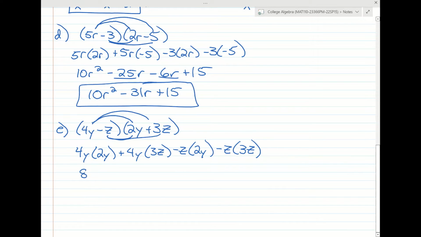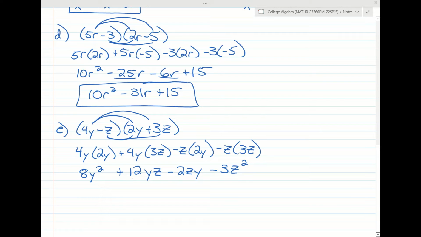Multiplying this out, this would just be 8y squared. Now we could do 4 times 3, but we can't do y times z. So those have to stay separate. Same thing with the z and the y, those aren't the same. So we just write it separately here. And then we have minus 3, z times z is z squared. So if we have the same letter and we're multiplying, we add their exponents. If they're different letters, we just keep them separate.